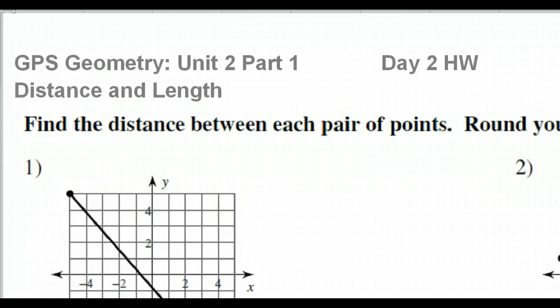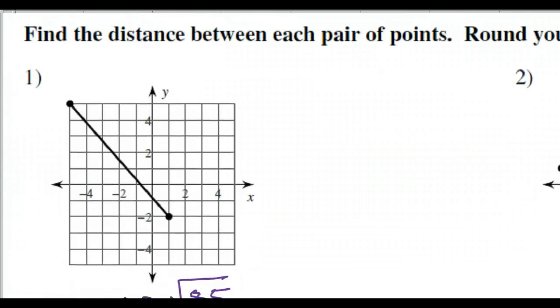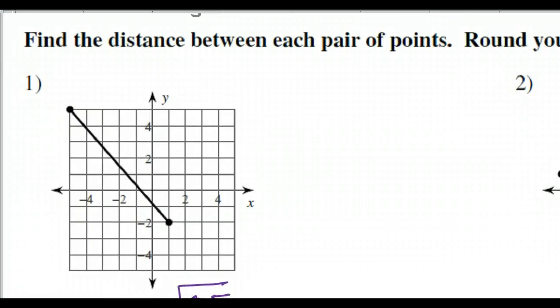So looking at problem number 1, the endpoints of this thing, the coordinates are -5, 5. So that's one of my 2 points. The other endpoint is 1, -2.